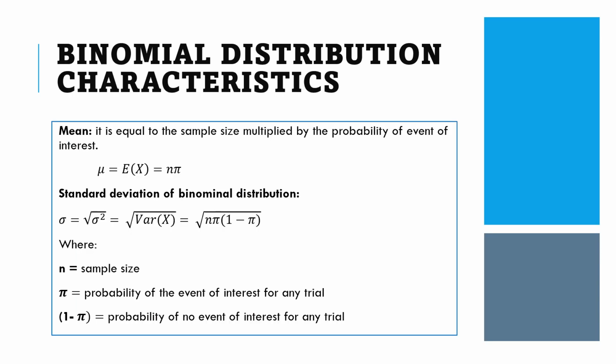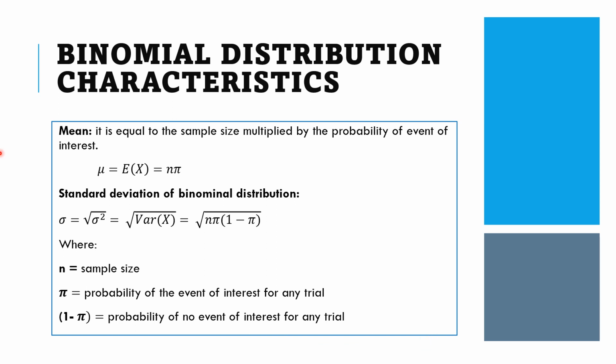Binomial distribution characteristics. The mean is equal to the sample size multiplied by the probability of an event of interest. For the standard deviation, we take the square root of the variance. In this case, the variance is n times pi times 1 minus pi. n is the sample size, pi is the probability of an event of interest for any trial, and 1 minus pi is the probability of no event of interest for any trial.